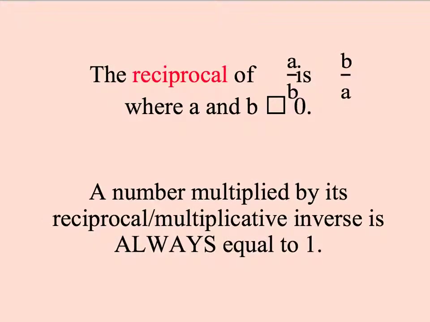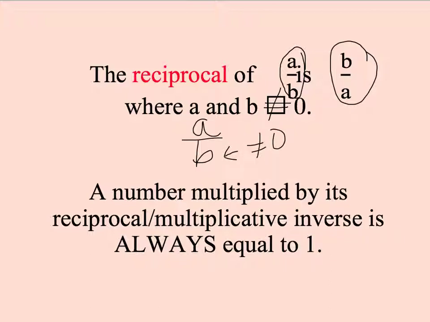Yours looks a little bit different on here. So the reciprocal of A over B is B over A. Reciprocal means we're just flipping, where A and B cannot be equal to 0. So B here on the bottom cannot be equal to 0. The denominator can never be 0. And in B over A here, A cannot be equal to 0.